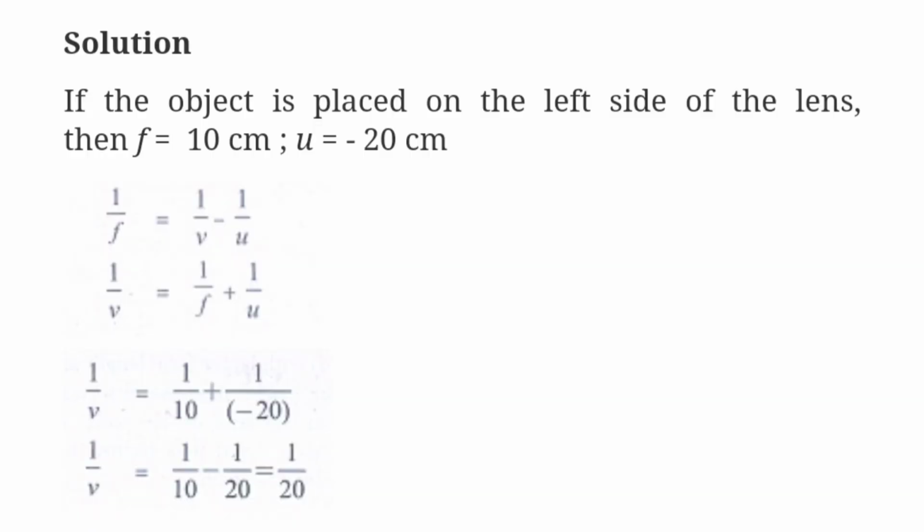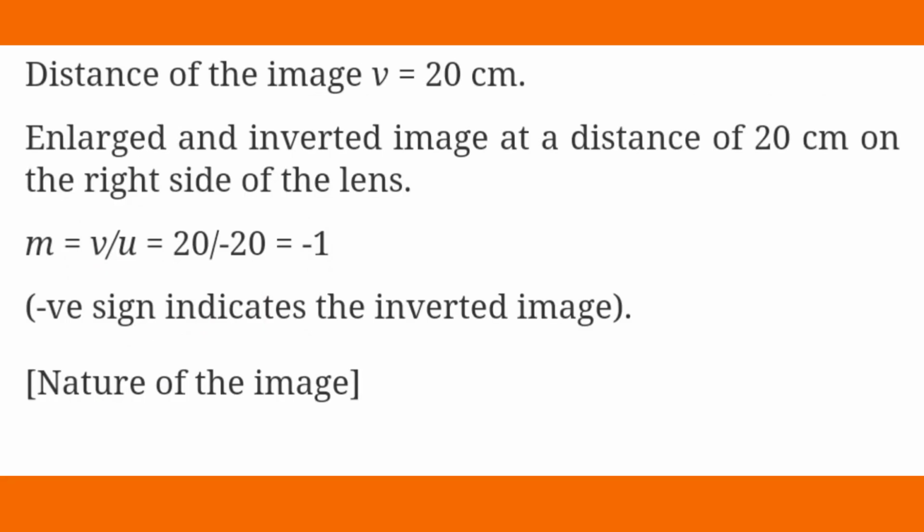Solution. If the object is placed on the left side of the lens, then f is equal to 10 cm and u is equal to minus 20 cm. 1 by f is equal to 1 by v minus 1 by u. 1 by v is equal to 1 by f plus 1 by u. 1 by v is equal to 1 by 10 plus 1 by minus 20. 1 by v is equal to 1 by 10 minus 1 by 20 is equal to 1 by 20. Distance of the image v is equal to 20 cm.